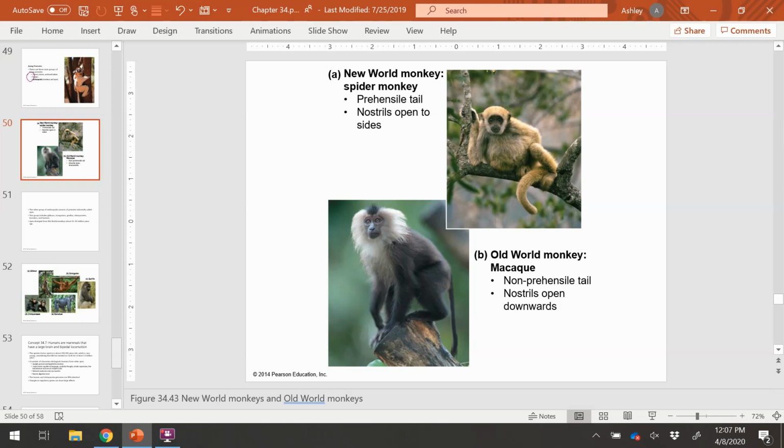And so looking at the next thing here, nostrils open to the sides for the New World monkey provide better breathing. And so that allows for them to have a higher ability in terms of energy level. They can move throughout branches and so forth easier. And then here, Old World monkey, the nostrils open downwards, which is not favored. So those features, I believe, let me double check here. Yes, those features are things you want to know.